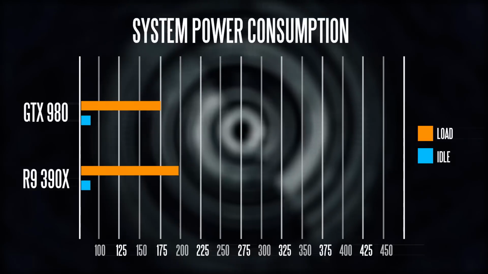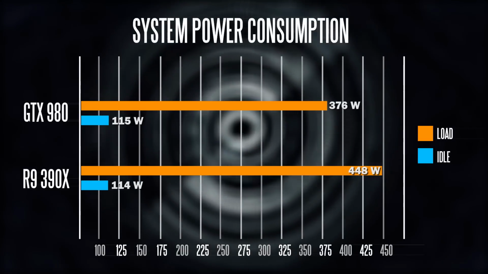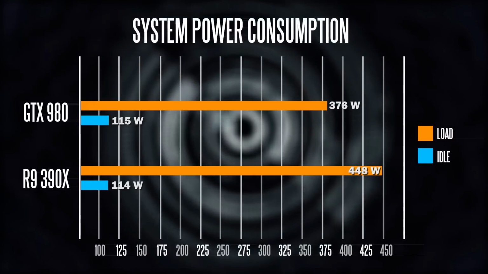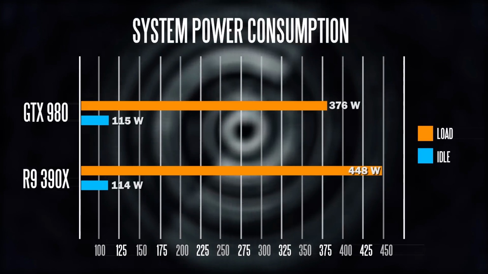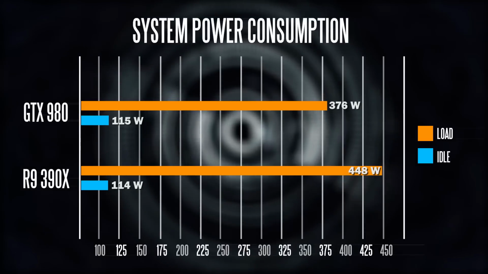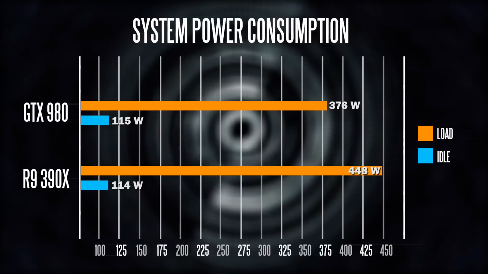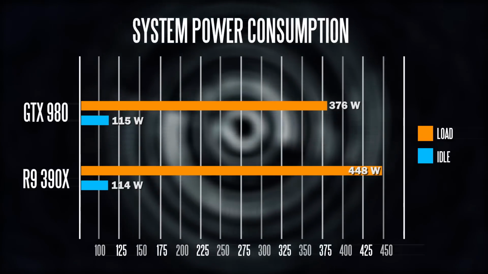Now, to load up both GPUs to about 100%, I just used FurMark, and our system with the 980 hit about 376 watts versus about 448 watts on the 390X. So you can see that the 390X is definitely going to use a lot more power when you are loading up the GPUs to about 100%. Now again, you have to keep in mind that when you are just gaming, your power consumption is not going to be as high as measured over here, but generally speaking, the 390X is certainly going to use a lot more power than the very efficient GTX 980.